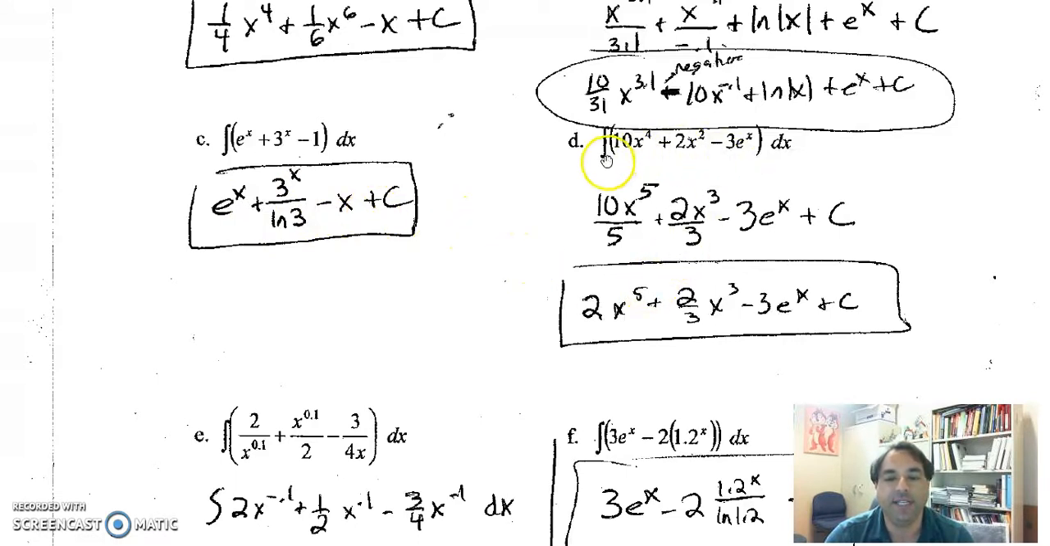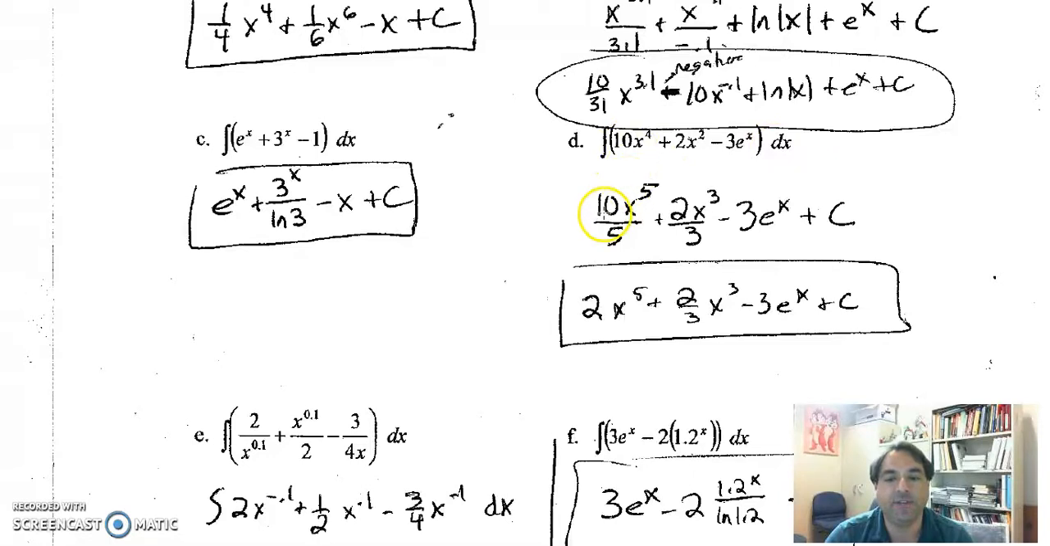The next example, the integral of 10 x to the 4 plus 2 x squared minus 3 e to the x with respect to x. Now remember, when we have an integral, we're telling it with respect to x. When we take the integral, the dx disappears because we've already taken the integral. So, ready to go, don't need to rewrite it.